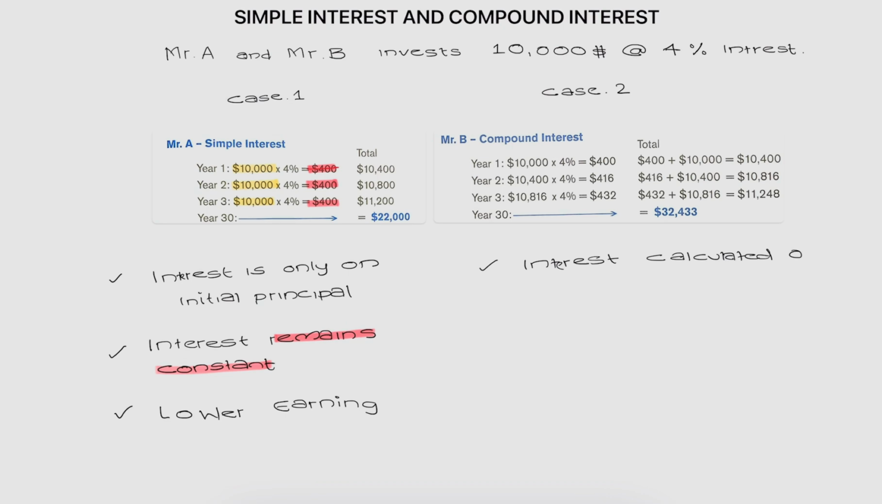That also gives us a clear picture of what happens during year 3. $10,816 is the principal, and they calculate 4% on that amount of money, which generates $432 of interest, meaning there is a difference of again $16. When you add that, it gives a total of $11,248. Moving towards year 30, you can see a significant difference in the amounts, visible for the 30th year in terms of simple interest and compound interest.